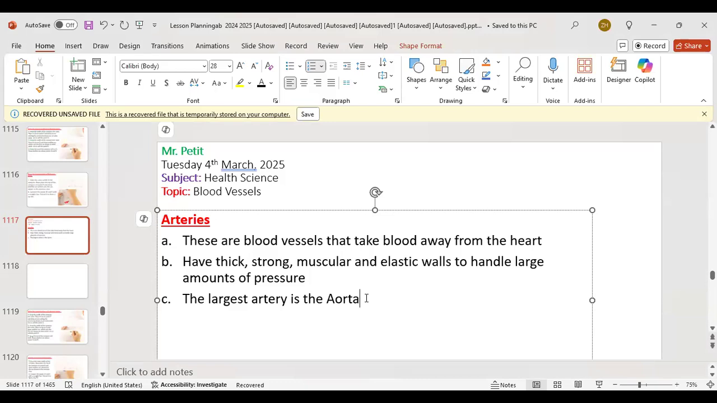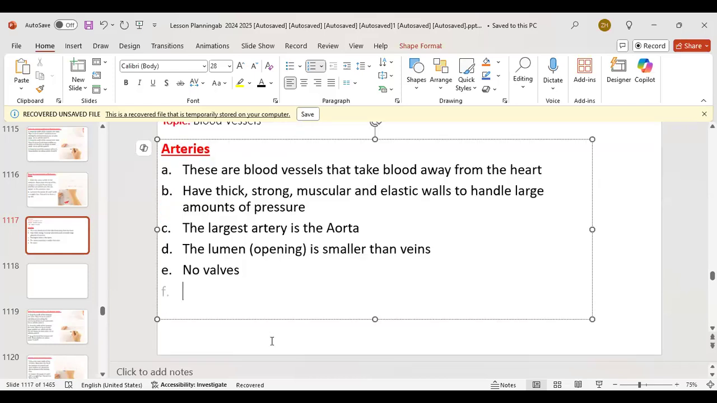And then the lumen. The lumen is smaller than in veins. So they have a smaller lumen than veins, and the lumen is just an opening. Arteries have no valves. And I already said they carry blood away.